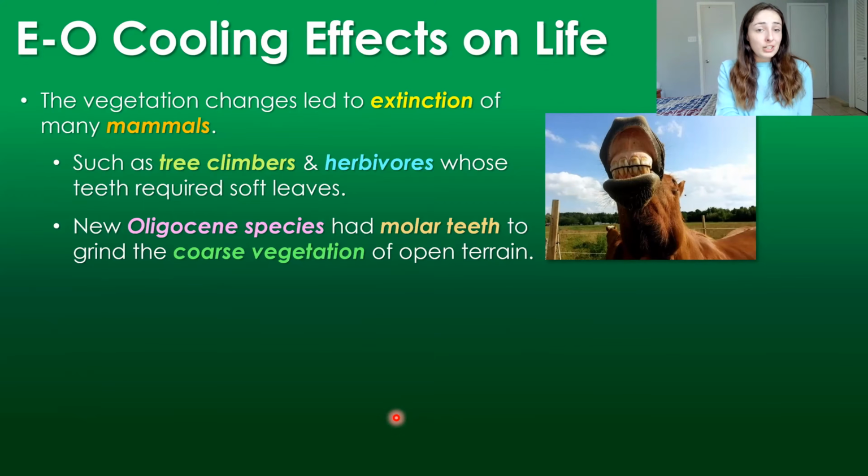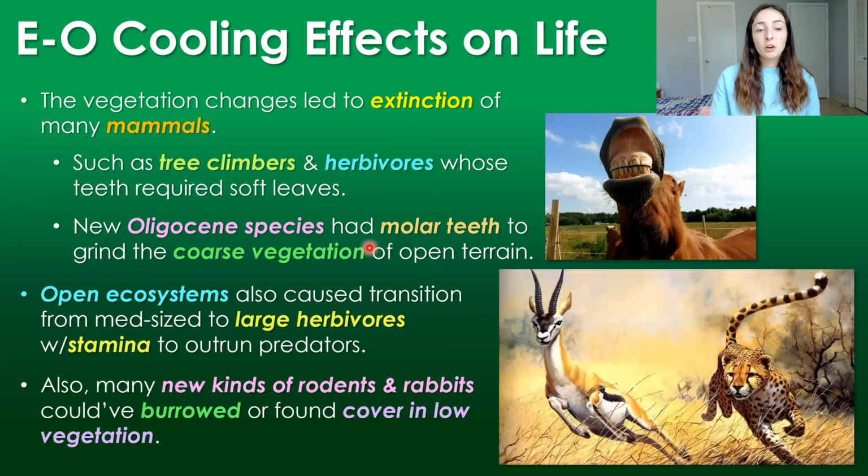These terrestrial vegetation changes led to the extinction of many mammals, such as tree climbers and herbivores whose teeth required soft leaves. However, new Oligocene species had molar teeth that could grind coarse vegetation that the new open terrains of the Oligocene had available for the animals. So those guys became more abundant and thrived. The open ecosystems also caused a transition from medium-sized herbivores to large herbivores with increased stamina so they could outrun predators in this new open terrain. Also, many new kinds of rodents and rabbits could burrow and find cover in low vegetation.